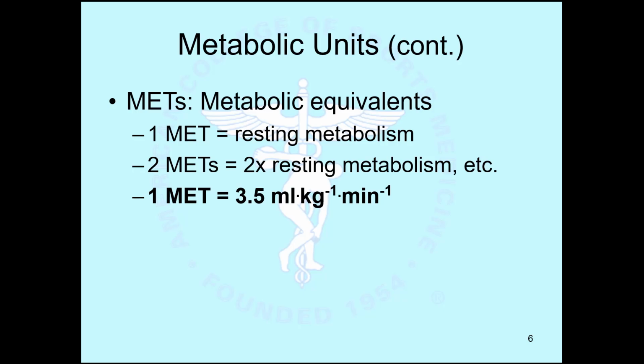There is a standard conversion between METs and oxygen consumption, and so we assume that 1 MET is about 3.5 milliliters per kilogram per minute of oxygen consumption. With that being said, it is an assumption. Not everybody has a resting metabolism of 3.5 milliliters per kilogram per minute. But if you average out thousands of people, that's about what the average would be.